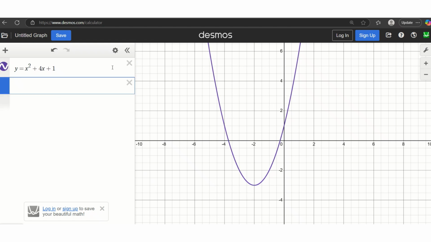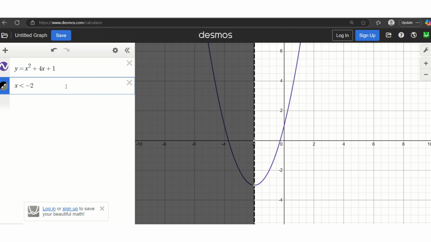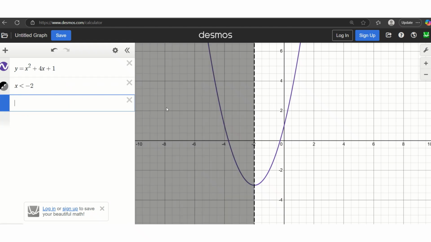Now, over here on the left, I know that the x coordinate of the vertex is -2, and everything to the left of the -2, so coming out here, is where the function is decreasing. And so I'm going to type in x is less than -2. And what that does is it shades in the decreasing chunk of the graph. So every part of the graph that's in this gray region here is decreasing.